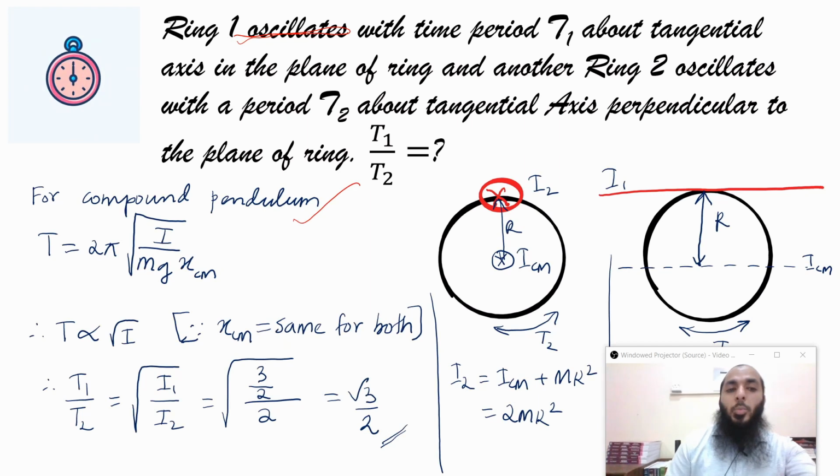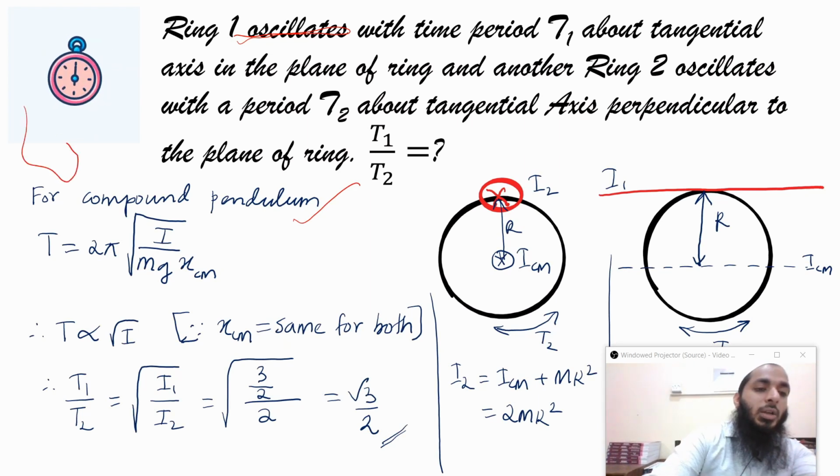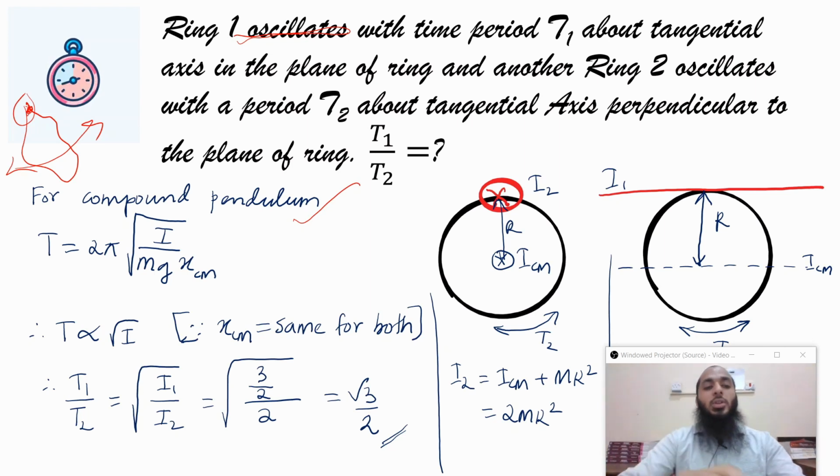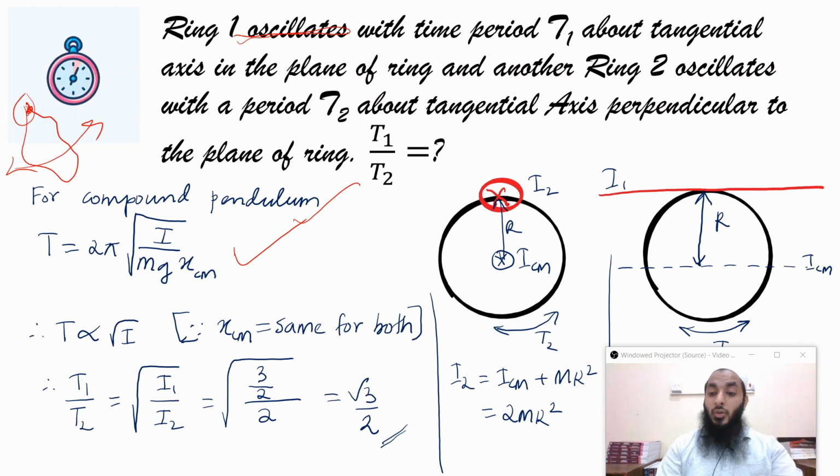Compound pendulum means if you have some random mass here, and you are hinging here, and it is oscillating about this hinge, then the equation for the time period is like this. You remember, the time period of a simple pendulum is 2 pi into root of L by g. But here it will be 2 pi into root of I by mg xcm. Xcm means the distance of the center of mass of the compound pendulum from the hinge.